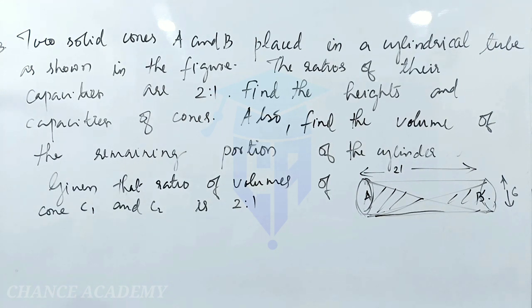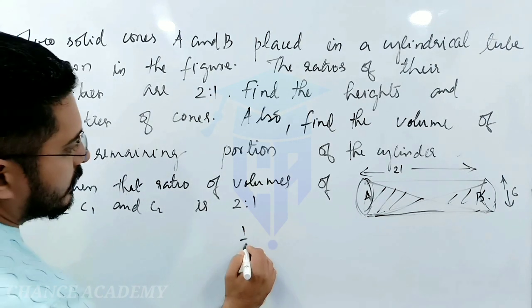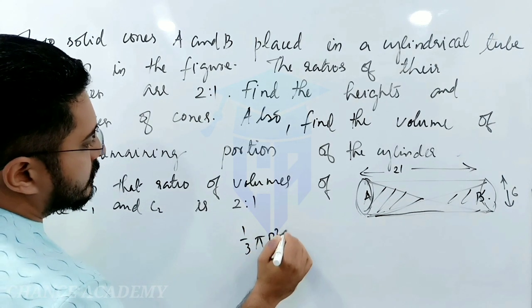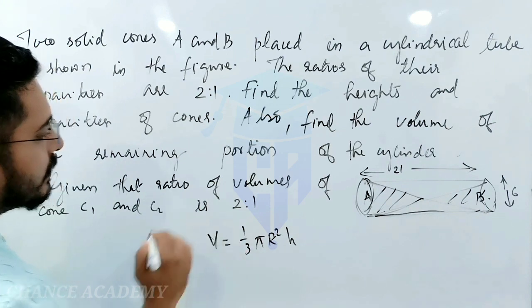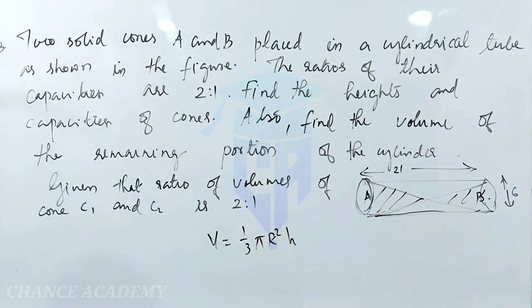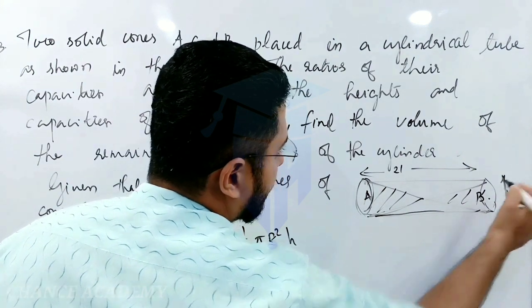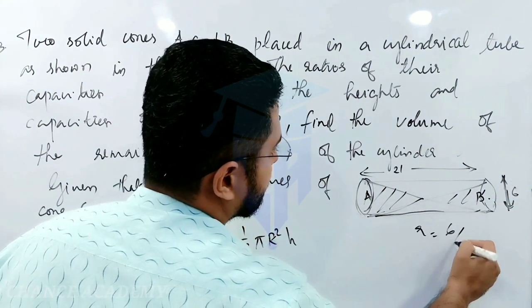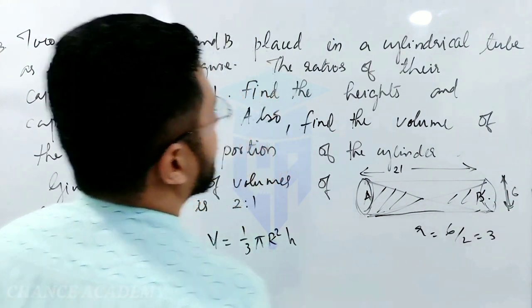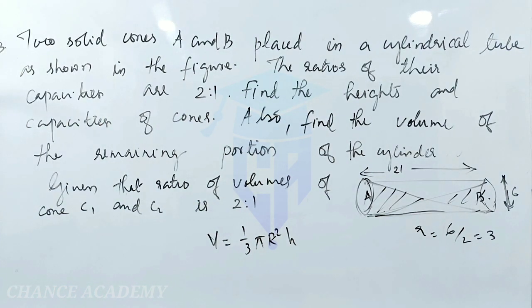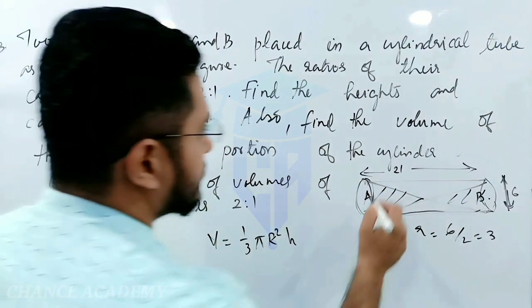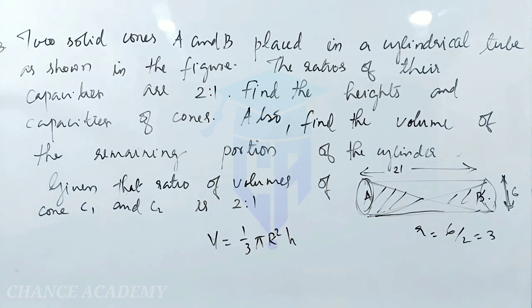Okay, so what's given in this question? We know the formula for finding the volume of a cone: 1/3 pi r square h. Here the diameter of the cylinder is given as 6, so the radius will be 6/2, which is 3. Also given is the total height of the cylinder as 21.